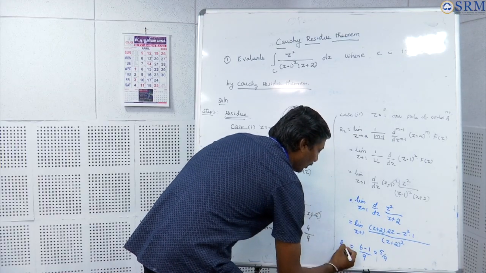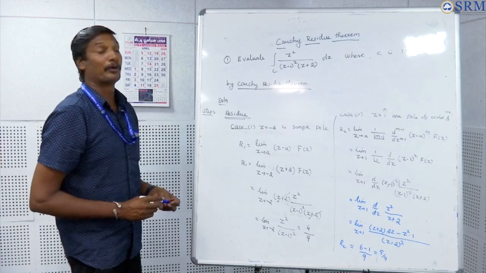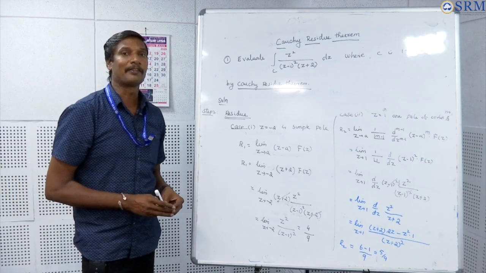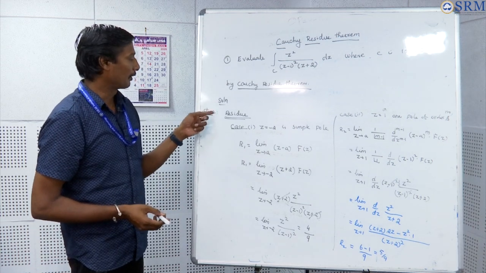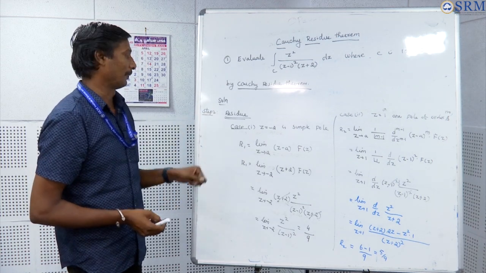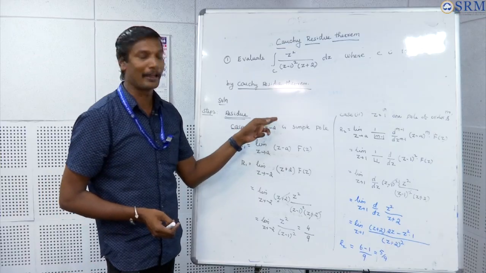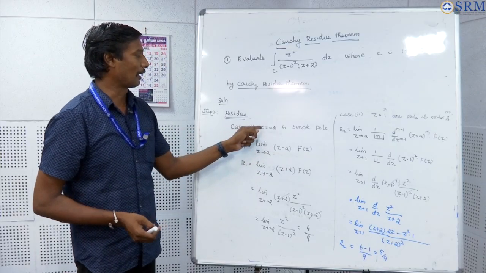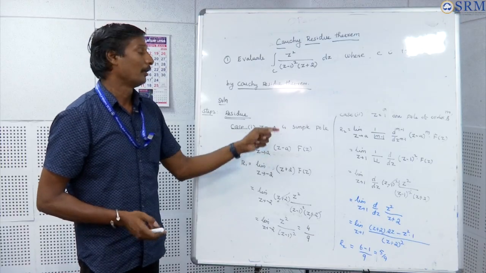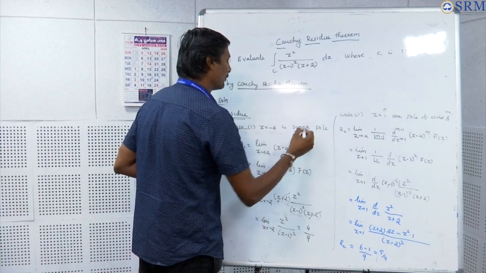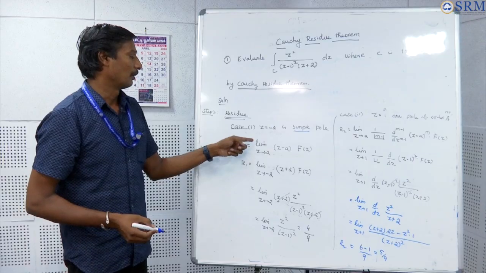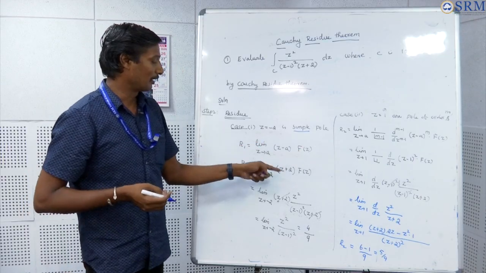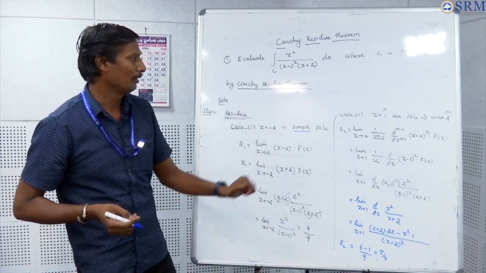This one is called residue R2. So dear students, it's very important: whichever points lie inside C, we want to find the residues at those points. Here 2 points lie inside, so I am finding residue 1 and residue 2. So z equal to minus 1 is a simple pole. Simple pole means using the formula limit z tends to a, z minus a into f of z. After that we get the answer 4 by 9.